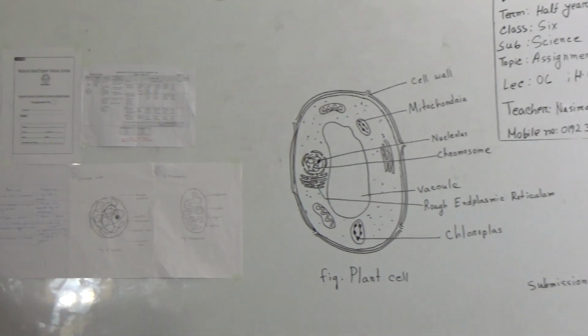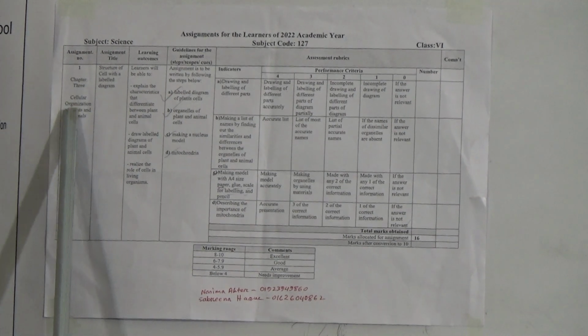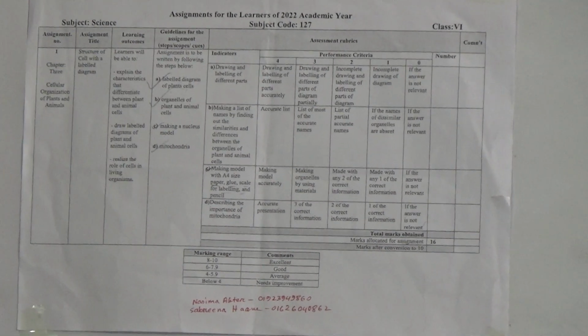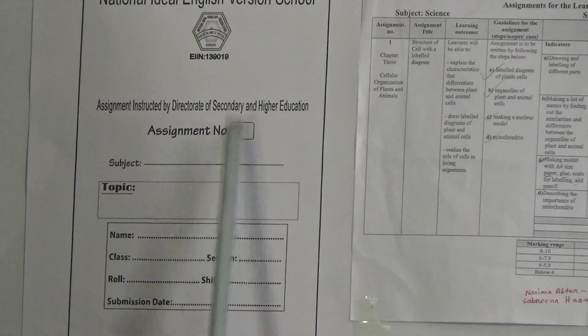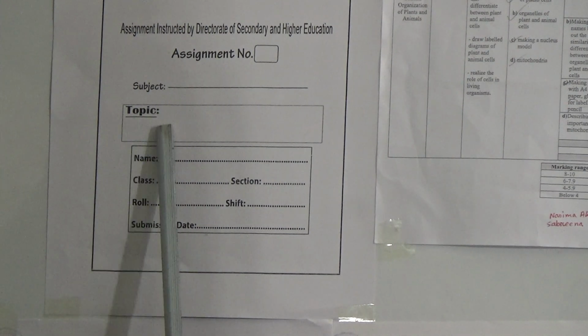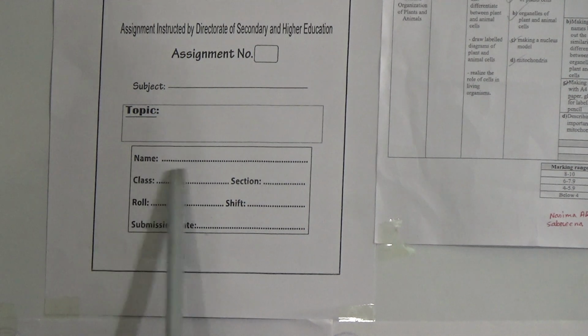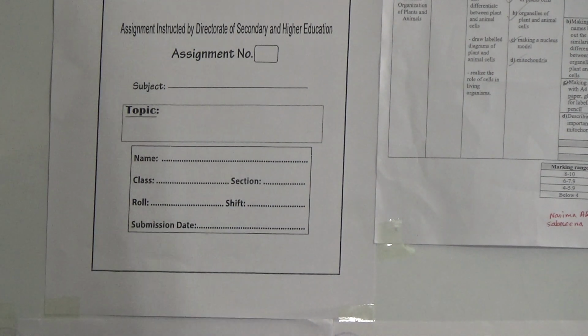Students, at first we will see the assignment topic. Here is the assignment title. Assignment is number 1 assignment. When you do your assignment, please fill up the cover page properly. You will write here 1 number assignment, and the subject name is science. You will write down the topic name here also, and next you will fill up this section: your name, class, section, roll, shift, and the submission date also.